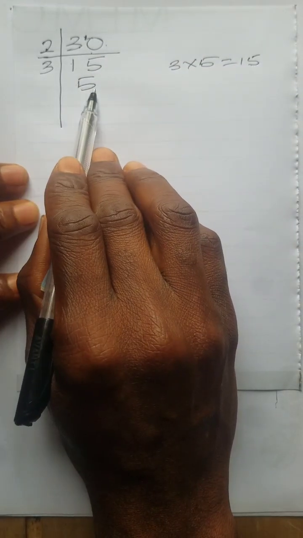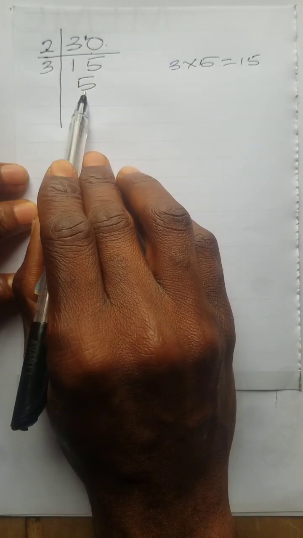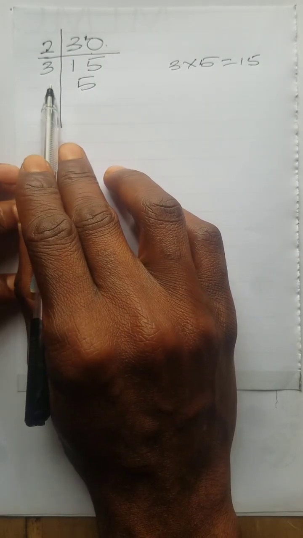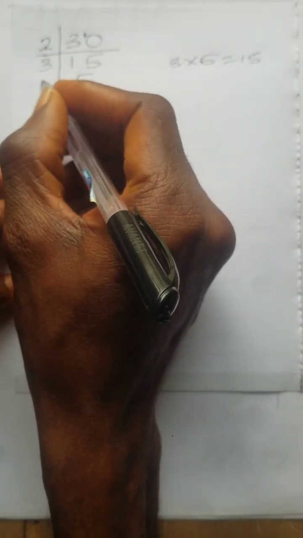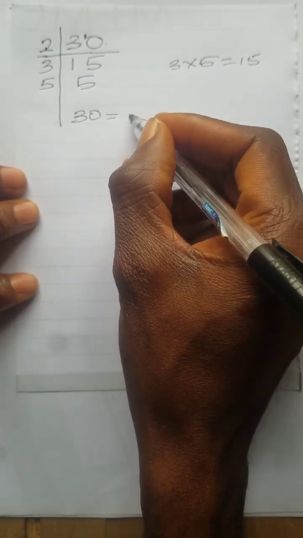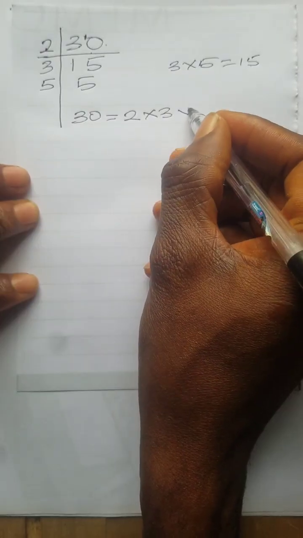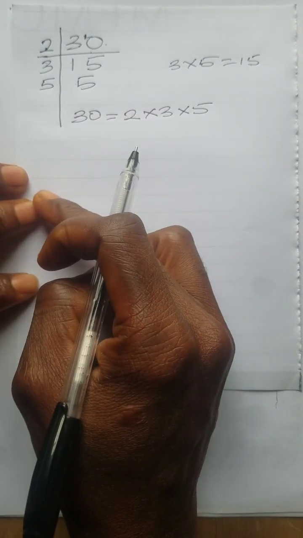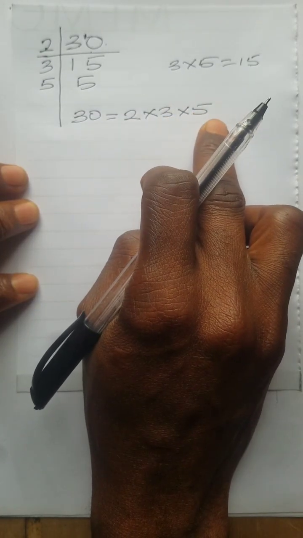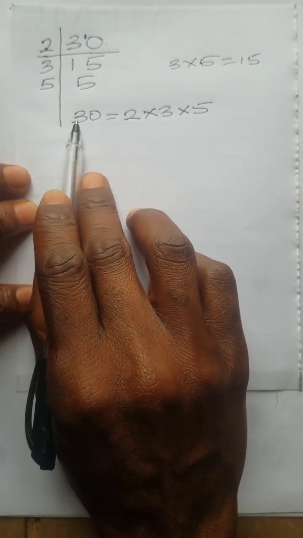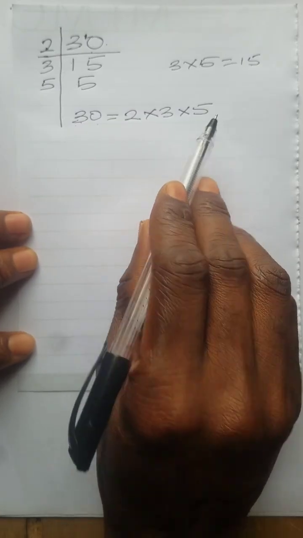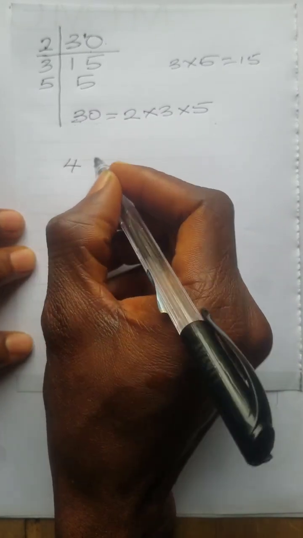Can 3 go again? No. This is a prime number. No other number can go into it except itself and 1. And 1 will not make any difference. So we never use 1 to divide. Okay, so we have 5. So our answer is 30 is equal to 2 times 3 times 5, as we had earlier on. And 2 times 3 is 6. 6 times 5 is 30. So we've succeeded in expressing 30 as a product of its prime factors. And lastly, we had 42.